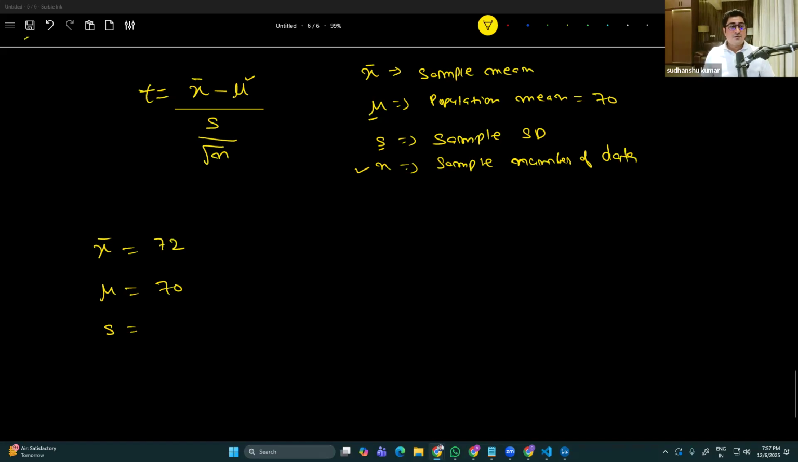Whenever you calculate the sample standard deviation, it is going to be the root of the summation of data, so xi minus the sample mean, which is x bar, not mu, divided by n minus 1, not n. That is what you are supposed to use. Now give me the sample standard deviation, guys.